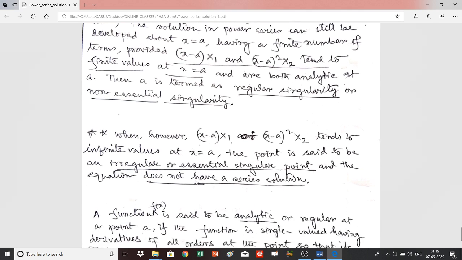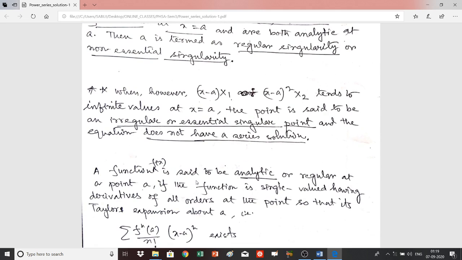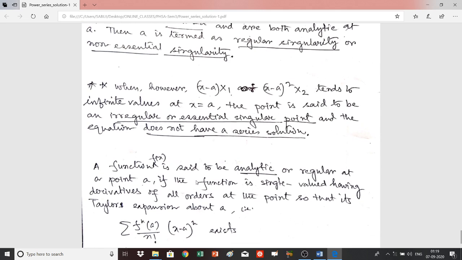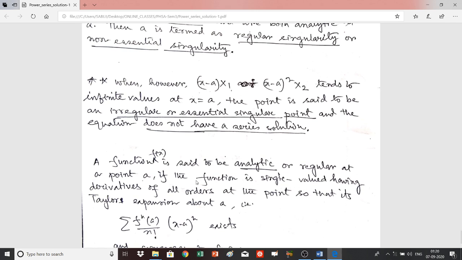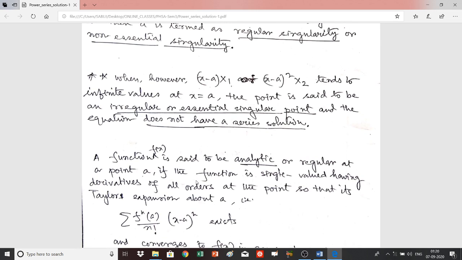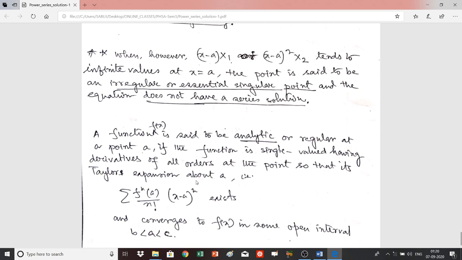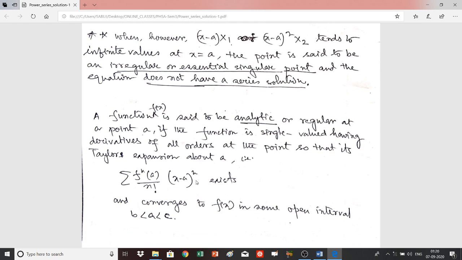And here the condition of analyticity of a function is given. A function f(x) is said to be analytic or regular at a point a if the function is single valued, having derivatives of all orders at the point, so that its Taylor expansion about a, that is the sum of f^n(a) over n factorial into (x minus a) to the power n, exists and converges to f(x) in some open interval, say b less than a less than c.